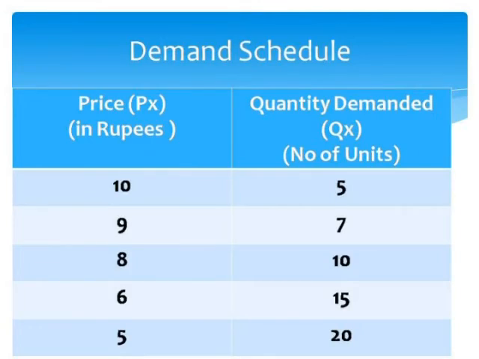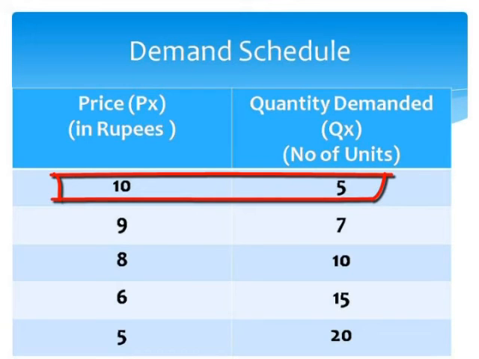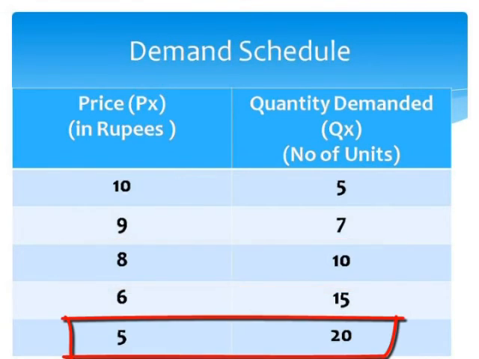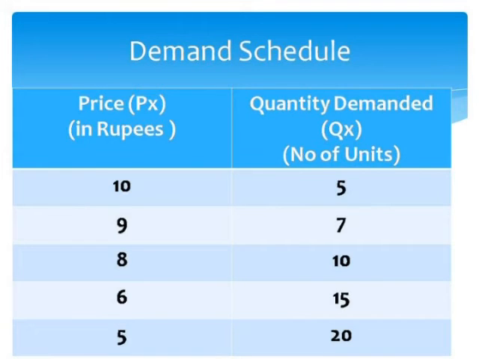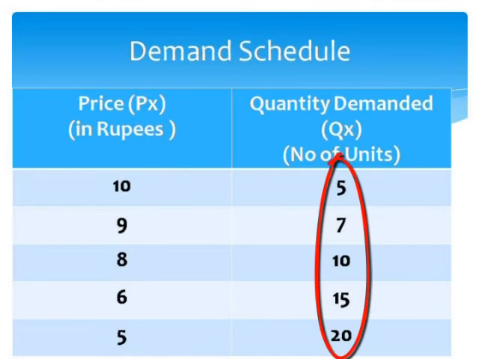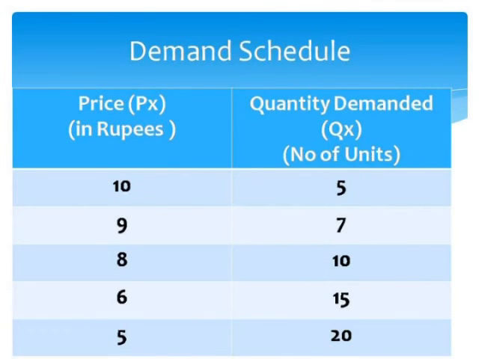Let us see the demand schedule. This is the demand schedule. When the price is rupees 10, the corresponding quantity of the commodity is 5 units. When price is rupees 8, the quantity of commodity is 10 units. And when the price is rupees 5, the corresponding quantity demanded of the commodity is 20 units. We see that when price falls, people will buy more quantity of the commodity, and when price rises, less quantity.